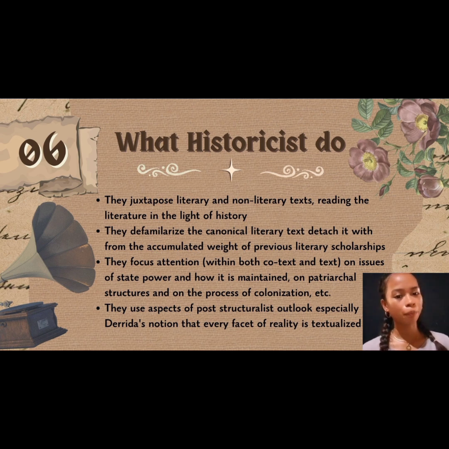They use aspects of a post-structuralist outlook, especially Derrida's notion that every facet of reality is textualized. So, new historicism is a critical approach that examines literature through historical and power-based lenses, challenging traditional readings by placing text in broader cultural and political contexts.